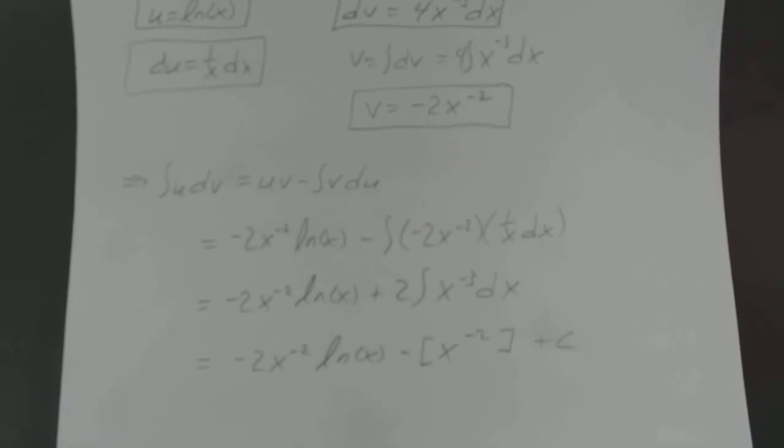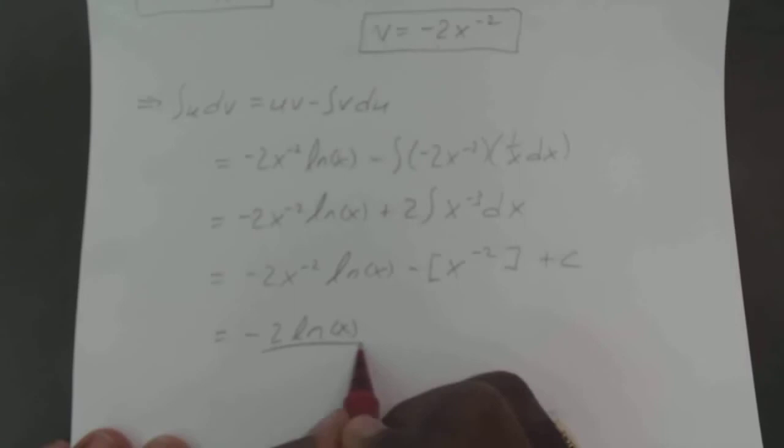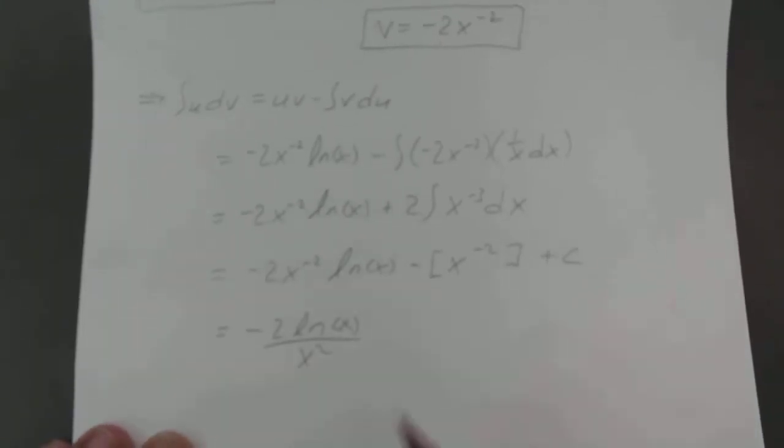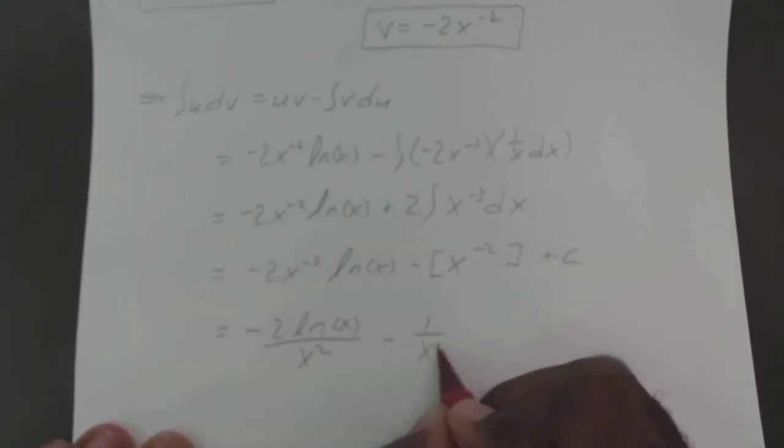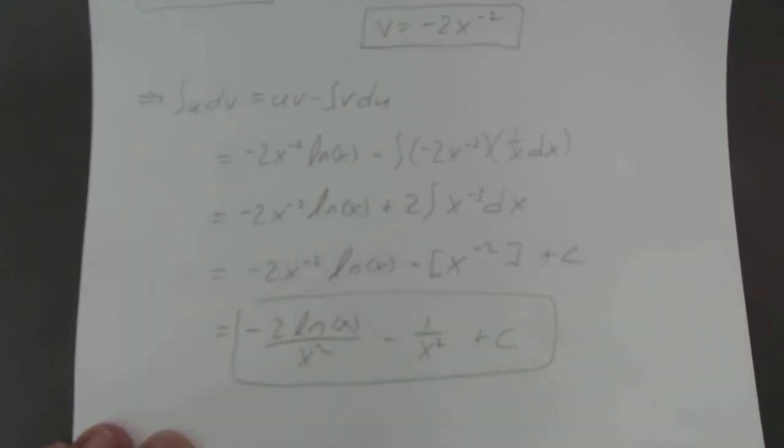Or if you wanted to, you can just put all of the negatives in the denominator. So negative 2 natural log of x over x squared minus 1 over x squared plus c. Okay, any questions on that one?